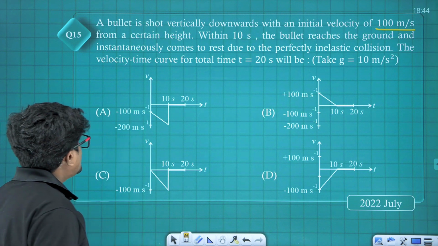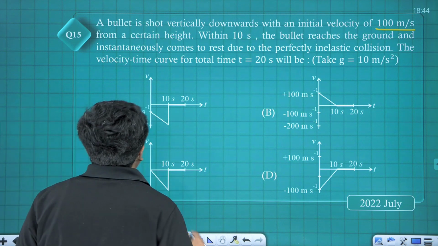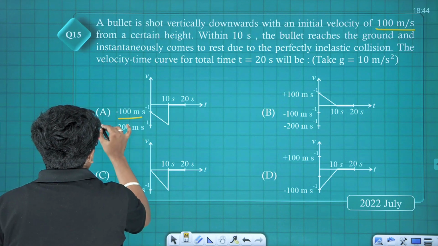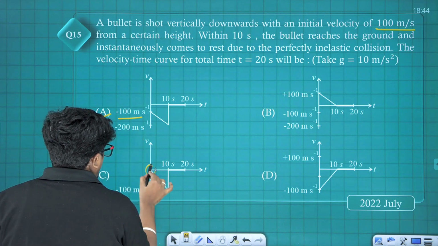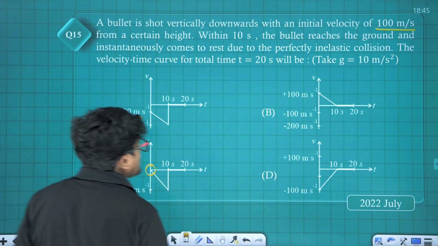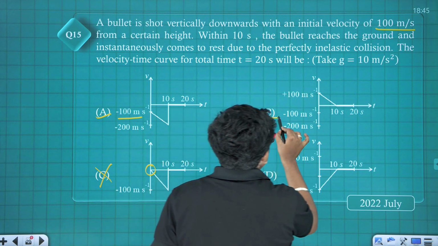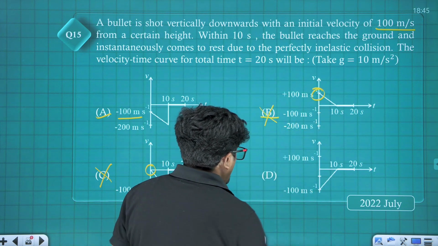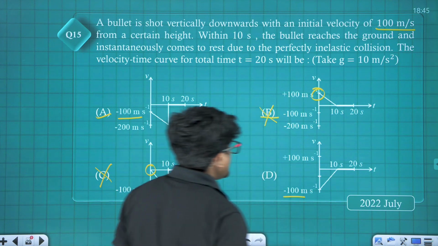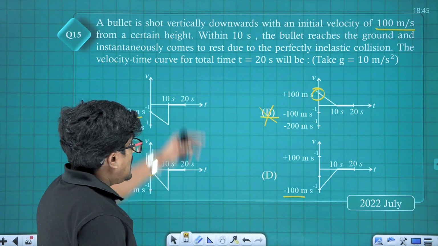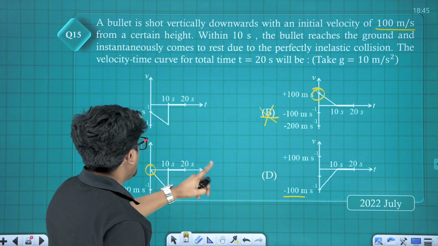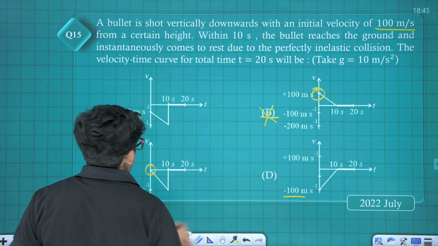So the initial velocity is minus 100. Since it is minus 100 initial velocity, I can consider this. Here initial velocity is 0, I cannot consider this. Here initial velocity is plus 100, I cannot consider this. Here the initial velocity is minus 100, I can consider this. Now it's projected in the downward direction. So I cancel these two options.